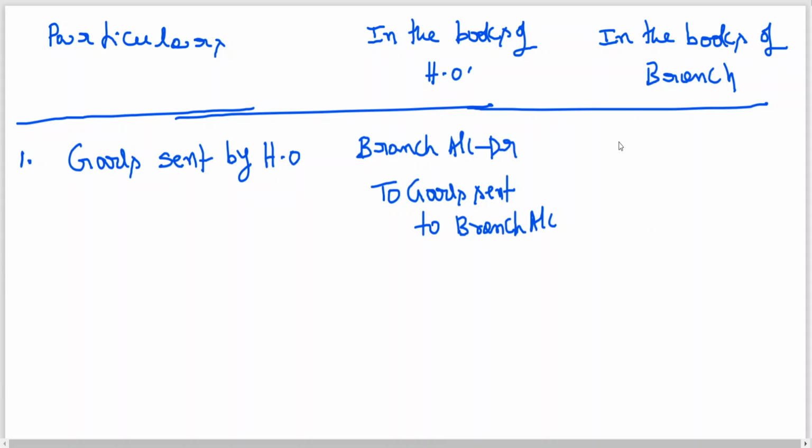Here, I think for the first time you are writing the entry in the books of independent branch, that is in the books of branch under independent method. Goods from head office account debit, to head office account. Clear to all of you? This is the first entry.